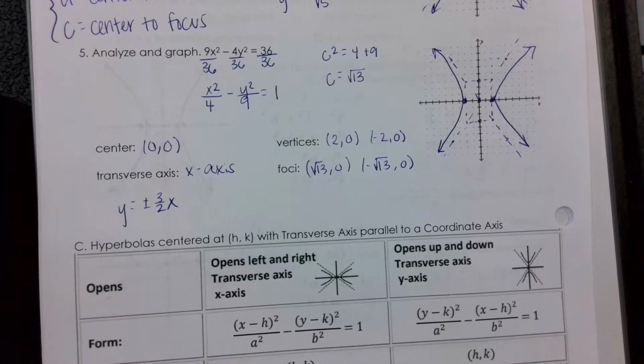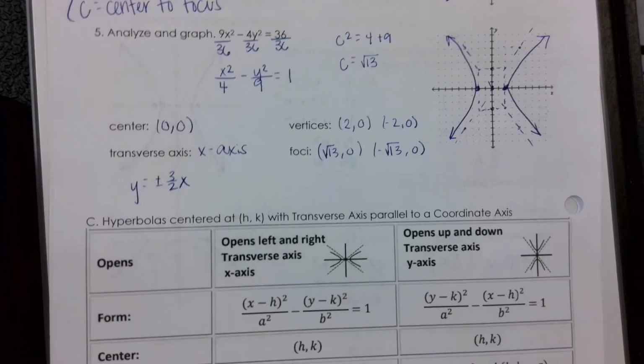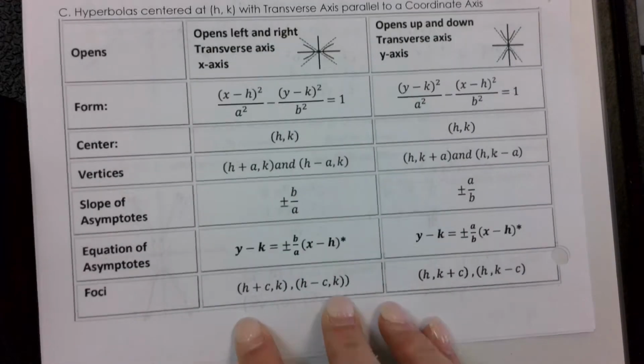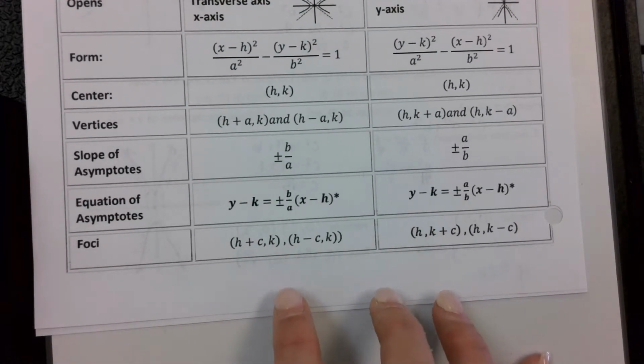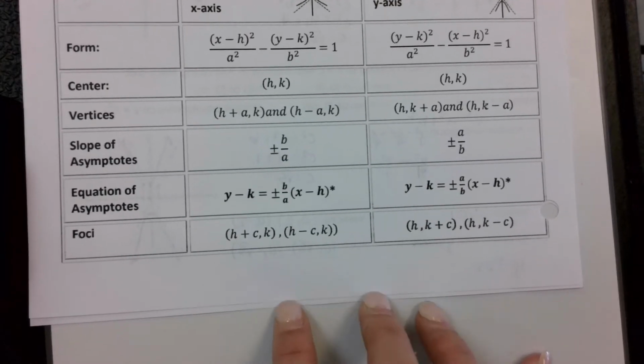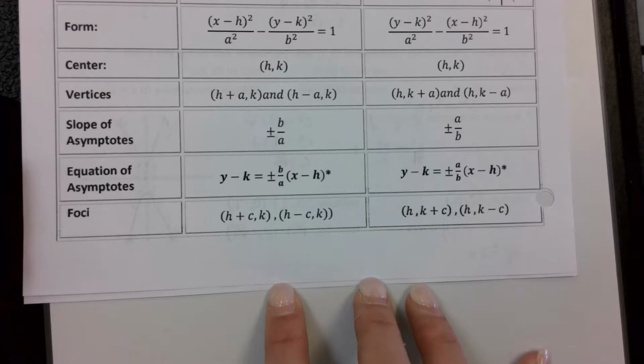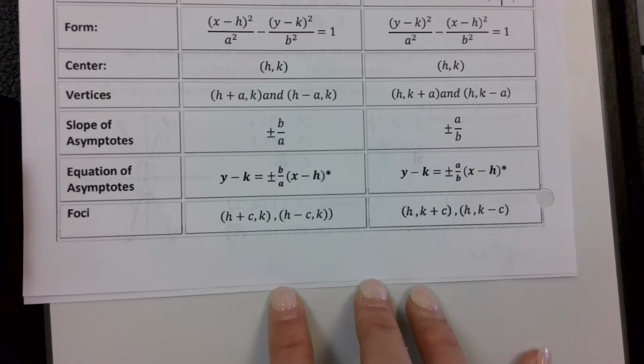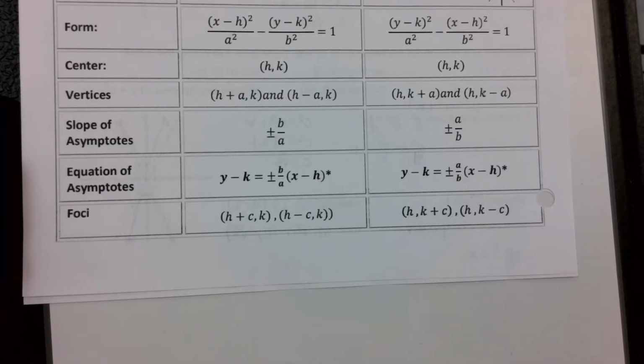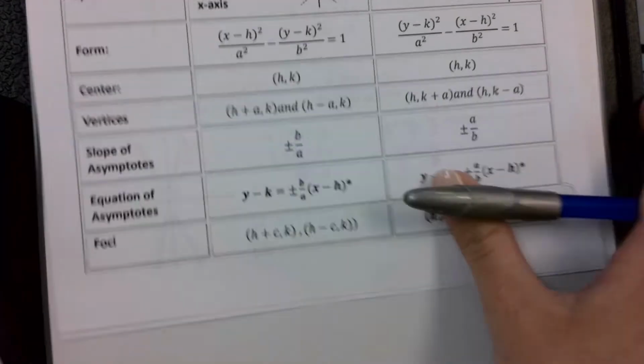So there's a giant table down here that tells you how all these things change when your center is no longer at 0, 0. Nothing's really going to be that different. So it's about the same. You just have a different center, right? So we're just shifting it somewhere else. The way everything works is still going to be the same. So let's just go ahead and try something.